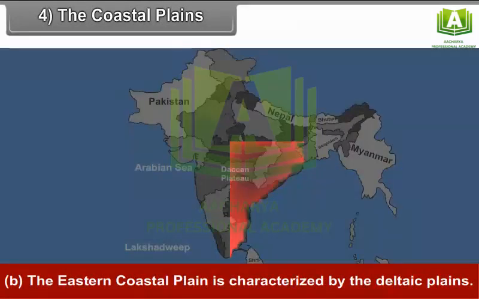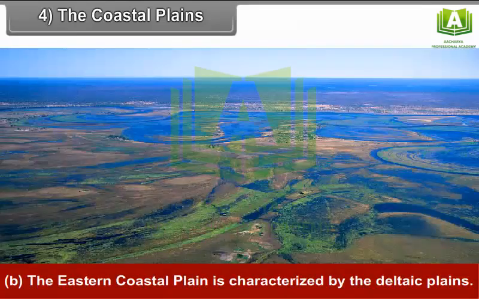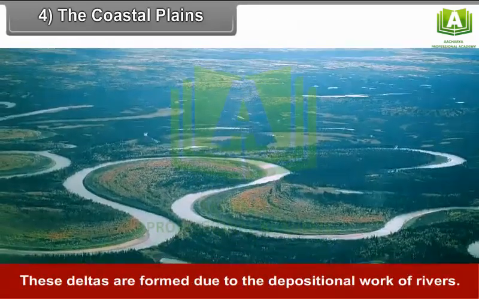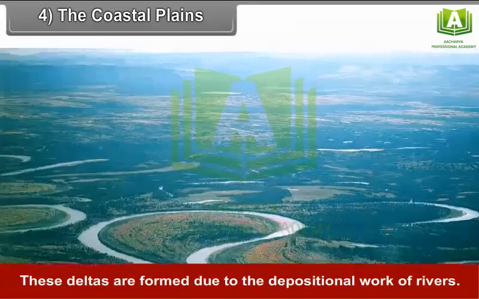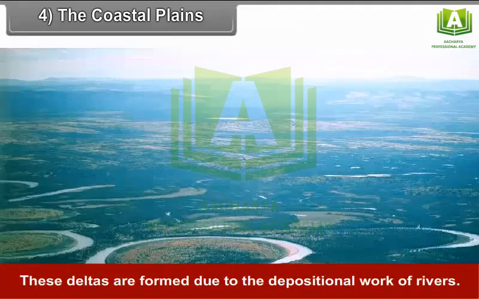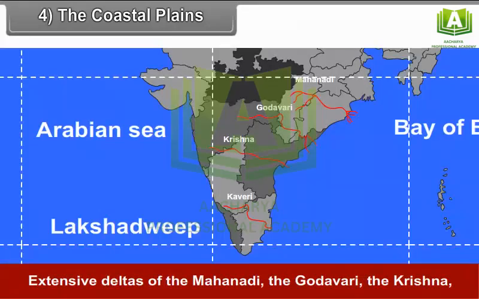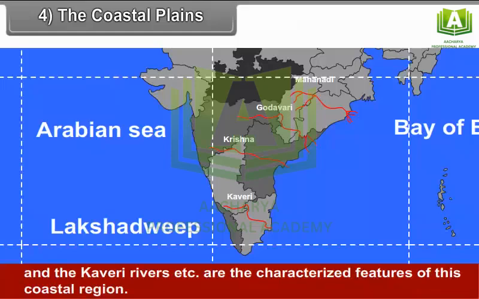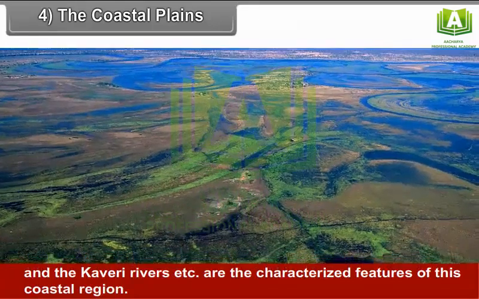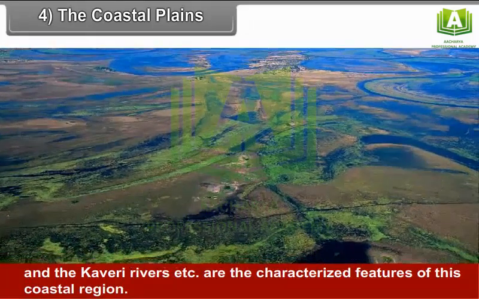The eastern coastal plain is characterized by deltaic plains. These deltas are formed due to the depositional work of rivers. Extensive deltas of the Mahanadi, the Godavari, the Krishna, and the Kaveri rivers, etc., are the characteristic features of this coastal region.